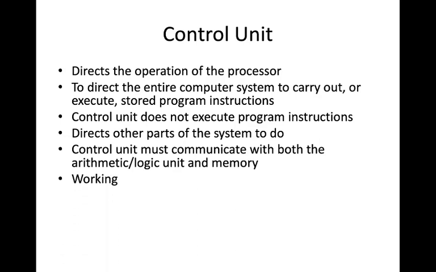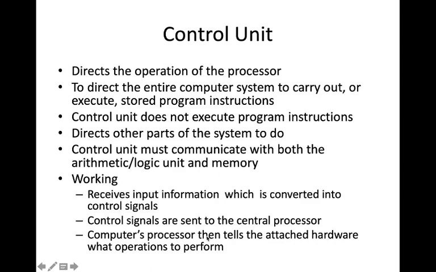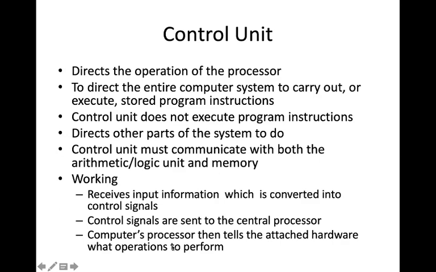So how does a control unit work? It receives input information which is converted into control signals, and these control signals are sent to the central processor. That central processor, the computer's processor, then tells the attached hardware what operations to perform. This is how it works: it receives input information which is converted to a control signal, the control signal is sent to the central processor, and that processor will tell the hardware to do that thing. So this is how the control unit works.